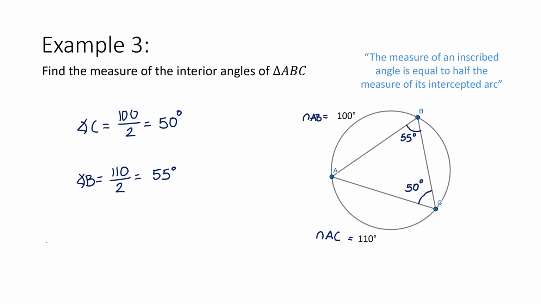There are different ways that we can find the measure of angle A. What I'm going to do is subtract from 180 the other two angles, 55 and 50, because I know that if I add the three angles in any triangle, the answer should be 180 degrees. So 180 minus 55 minus 50 gives us a result of 75. Therefore, angle A measures 75 degrees.